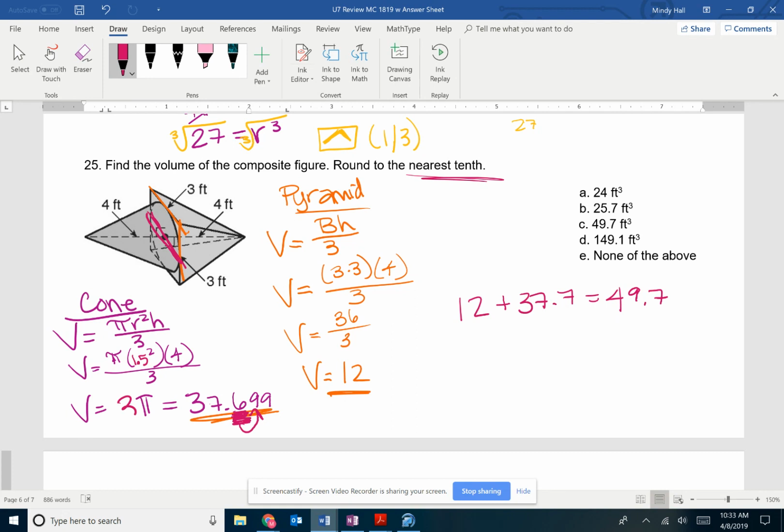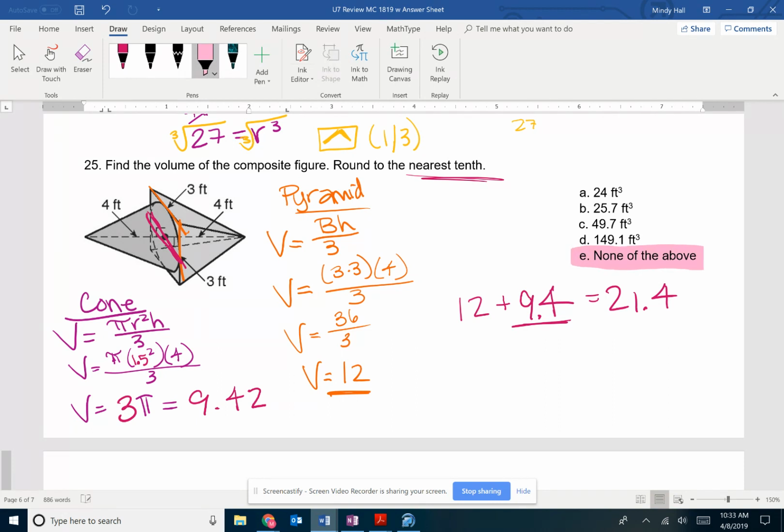So this would be 3 pi, and then 3 times pi gives me 9.42, which would just be like 9.4. So then really this 37.7 is actually 9.4, and then 12 plus 9.4 is 21.4, which is none of the above. Okay, I'm glad I caught that.